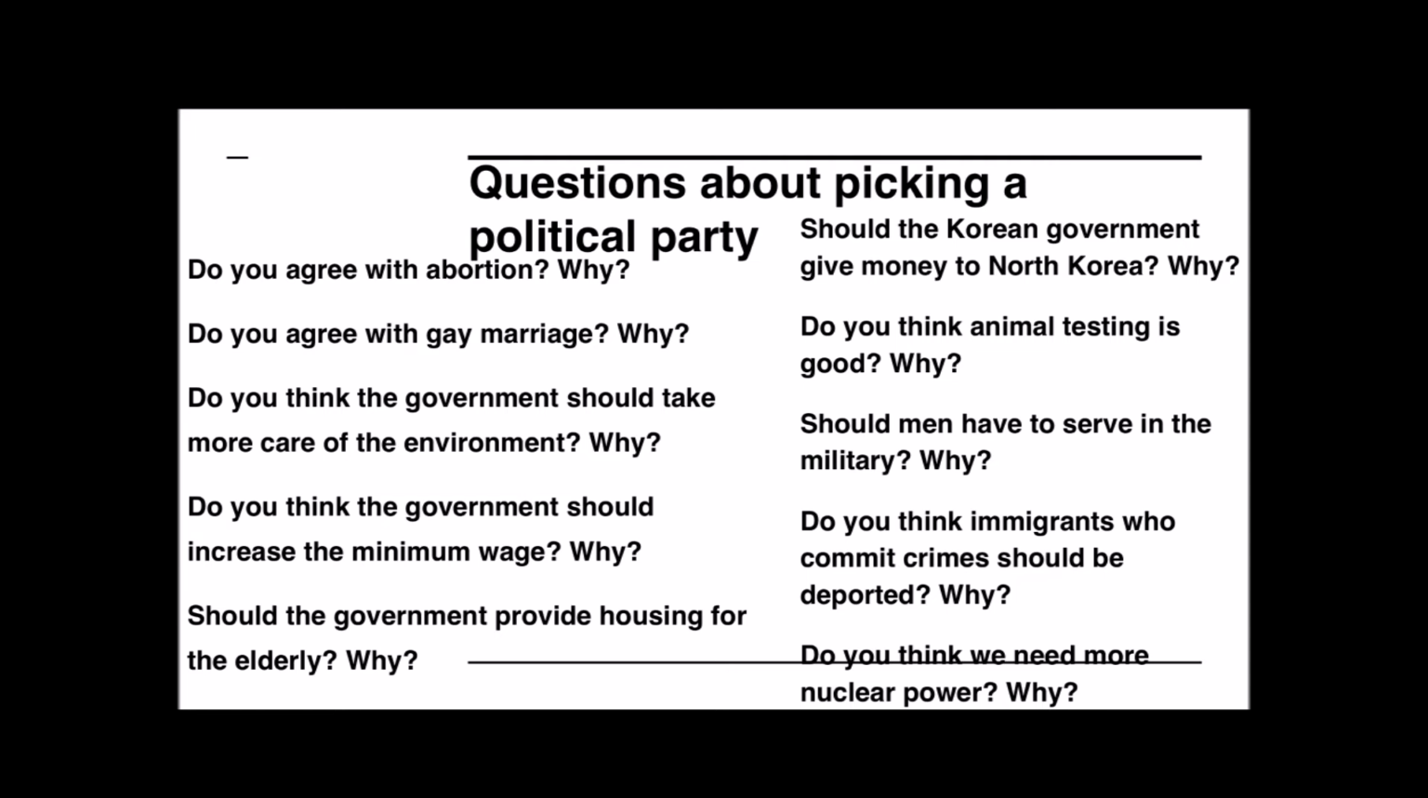Do you think we need more nuclear power? So there's another question which is quite controversial because of the earthquake in Japan. What's your opinion about nuclear power? Is it okay to have more power plants or not? Have a think about that question too. And then through these questions, discuss them with your team or your friends. And why don't you actually look at the parties in South Korea and decide which one you think is the best party for the future of Korea?